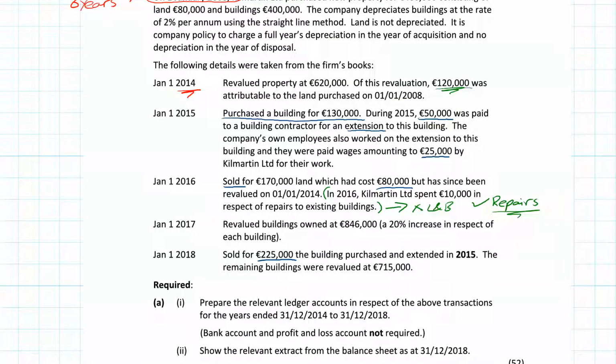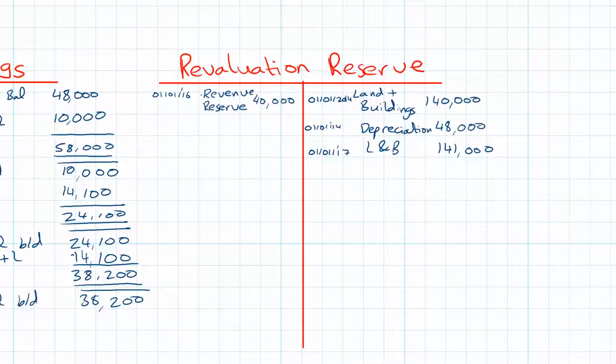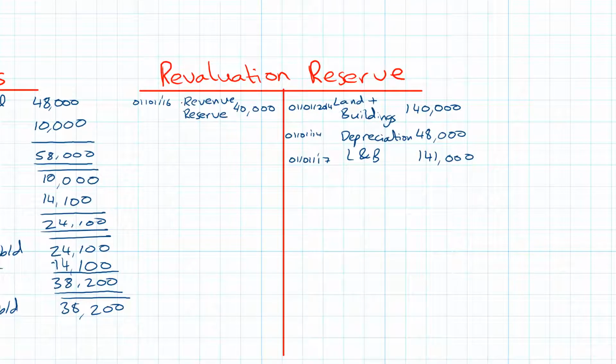So we didn't have a revaluation. Okay, so this is only our second revaluation. Perfect. Now, 141,000. Perfect.